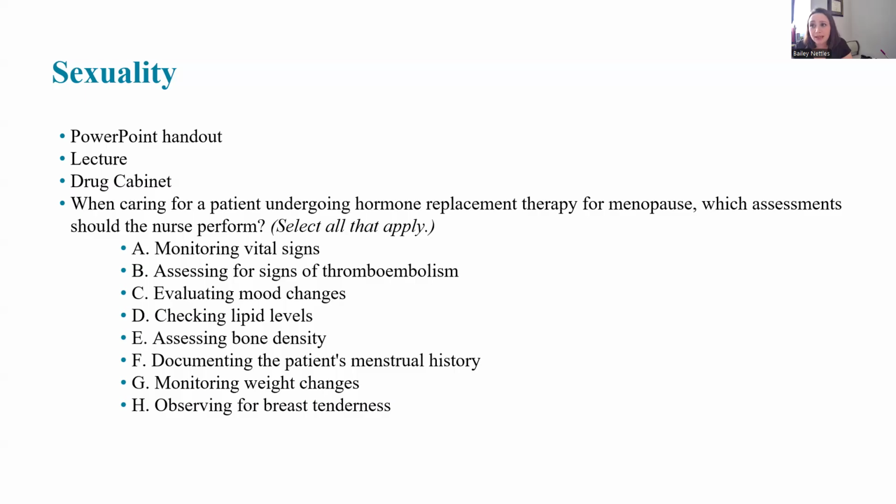Should we check our lipid levels? Nope. Should we assess for bone density? Yeah, because we know that they're at more risk for a fracture. Okay. Document the patient's menstrual history.